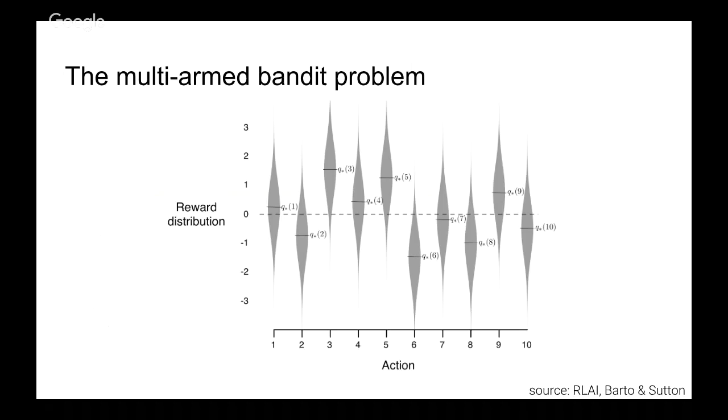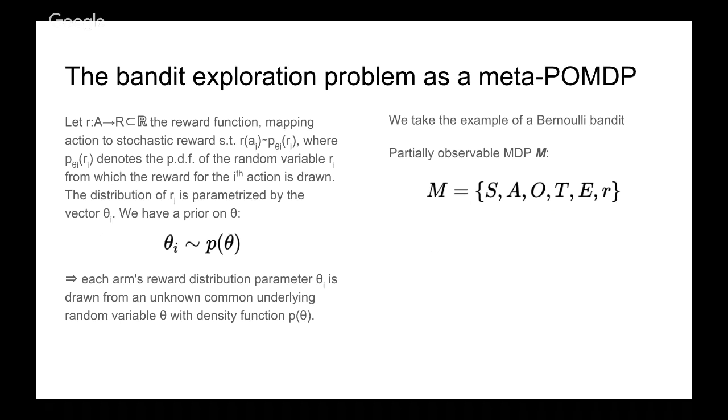They sampled the Q stars from a Gaussian with a variance of 1 and a mean of 0, so they already have a prior on the distribution of those Q stars among the arms. That's useful for later. It's something that's commonly done because it's useful for Bayesian methods, for instance, when you start with a prior distribution on the parameters.